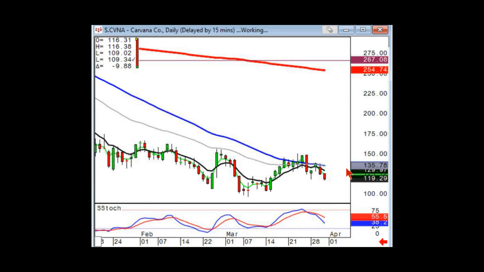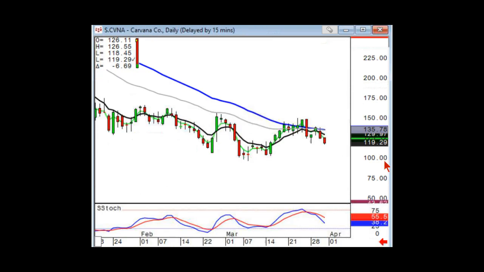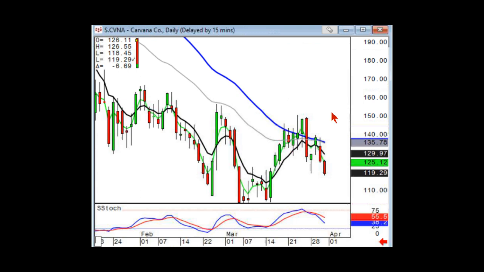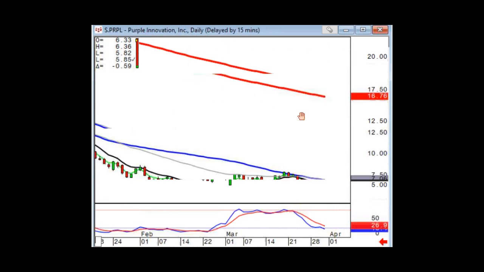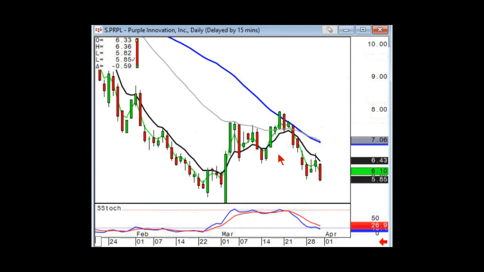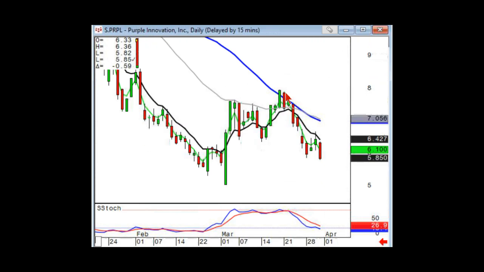Okay, so we recommended going short on Carvana because of the bearish engulfing, the resistance level, the double doji failure at the 50 back down through the T-line, first target right here. Same thing with Purple. Bearish Harami failure right at the 50 through the T-line, a double doji opening lower. Where's your next target? At least down here.